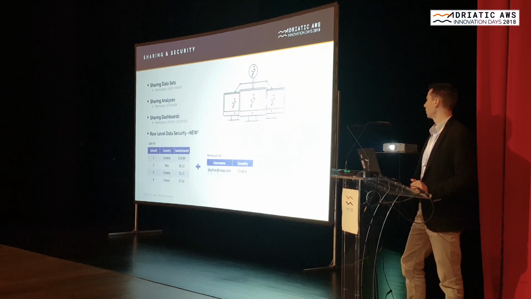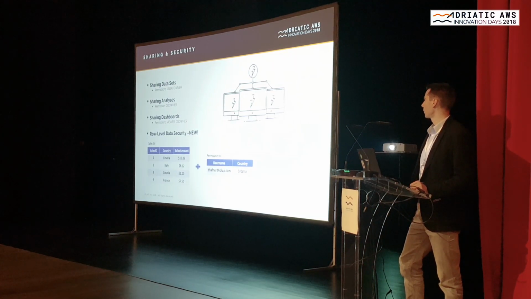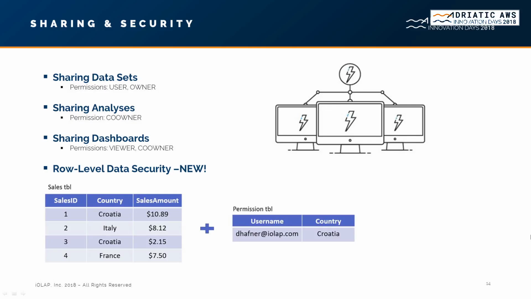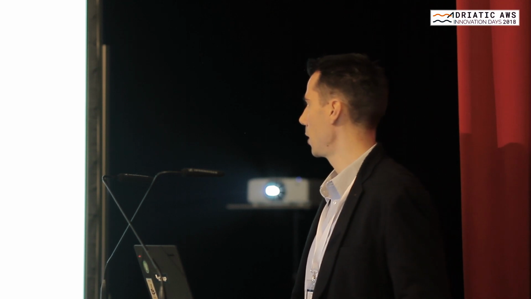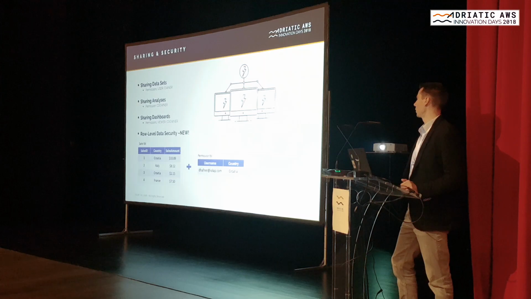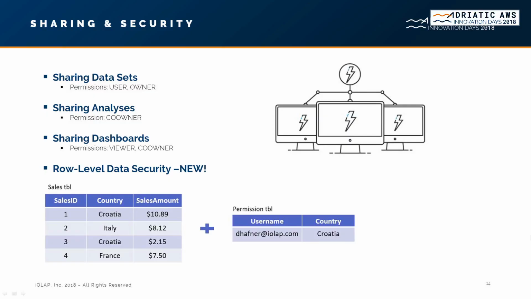This year, Amazon added row-level data security. This is something that is new in QuickSight. So if you want to restrict some data for some users, you can do that. For example, if you have a sales table in some data set, and in that table you have a country column with countries Croatia, Italy, and France, and you have some amounts.